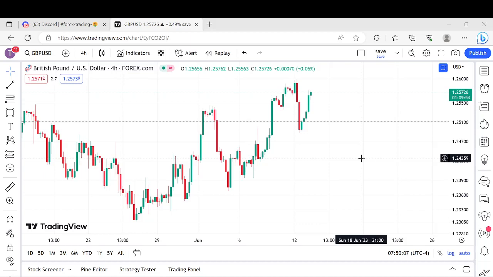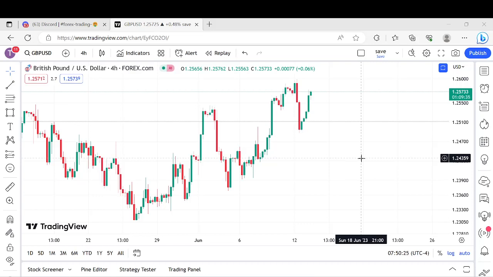So if you recall in the previous series, what did we go over? Well, I showed you an example of resistance when broken becoming support, and I showed you an example of price reaching its lowest point prior to moving higher being a level of support as well. And I showed you both scenarios.